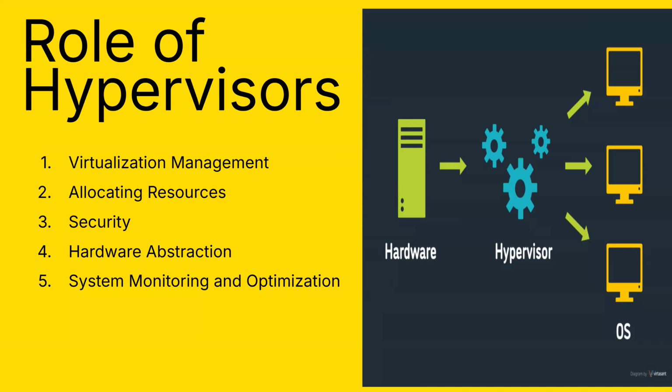It also enhances security by isolating VMs so that problems or attacks in one do not affect the others. There are two main types of hypervisors: Type 1, bare metal, which runs directly on hardware and offers high performance and security, and Type 2, hosted, which runs on top of a host operating system and is easier to set up. Overall, the hypervisor is essential for enabling, managing, and securing virtualized computing environments.